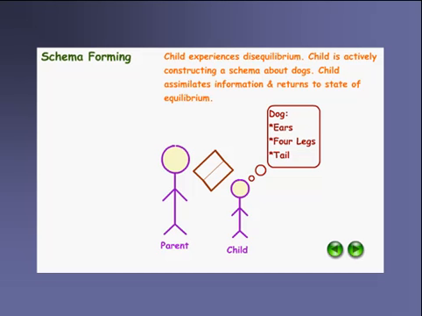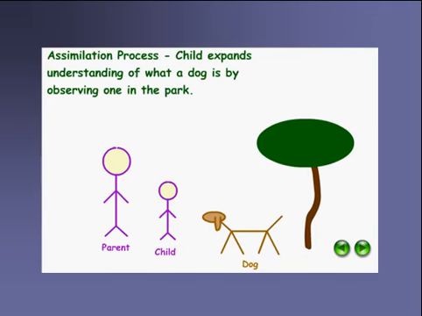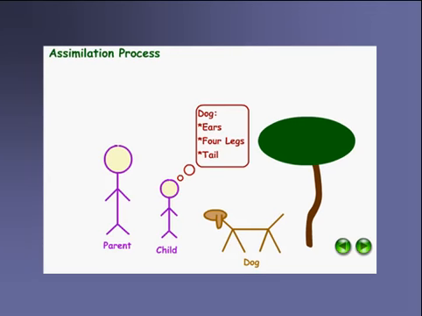So the child experiences what Piaget termed disequilibrium. They're actively trying to make sense of this new information. So they develop an initial schema of what a dog is like, that it has ears, 4 legs, and a tail. Next thing, the father and child go to the park, and they come across a dog.